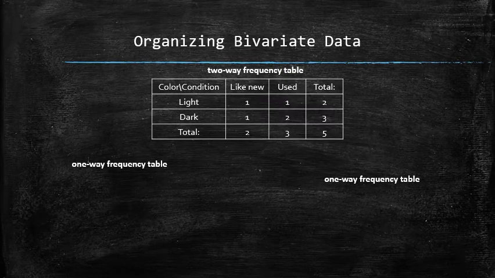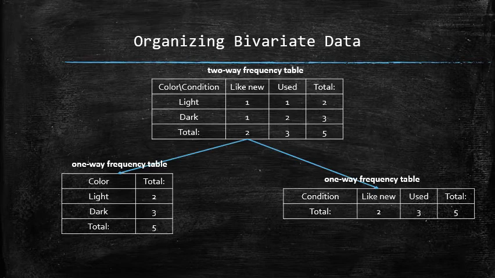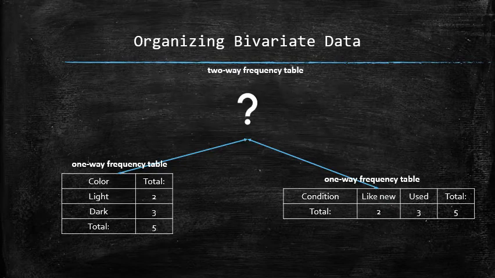Note that every contingency table can be easily broken down into two frequency tables, but the two frequency tables cannot be easily combined into a contingency table if the original data is lost.